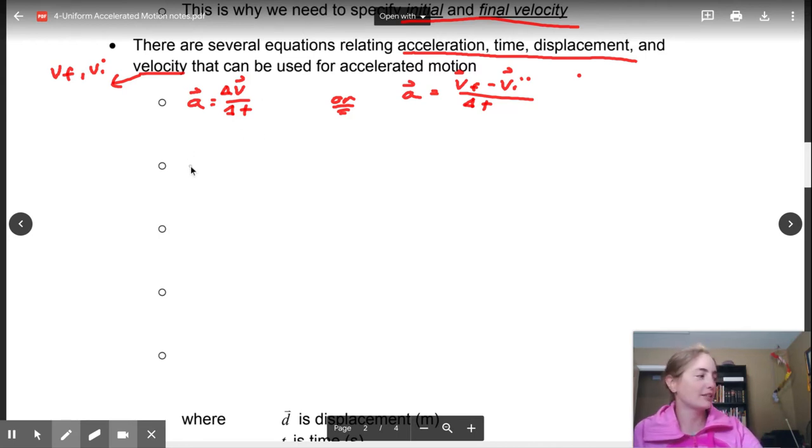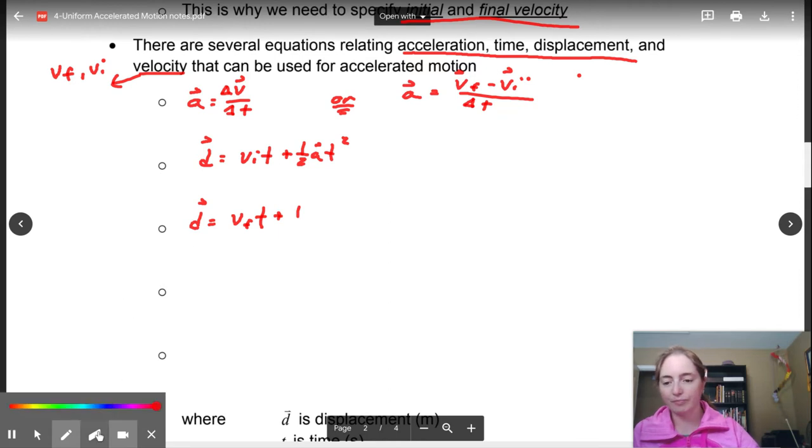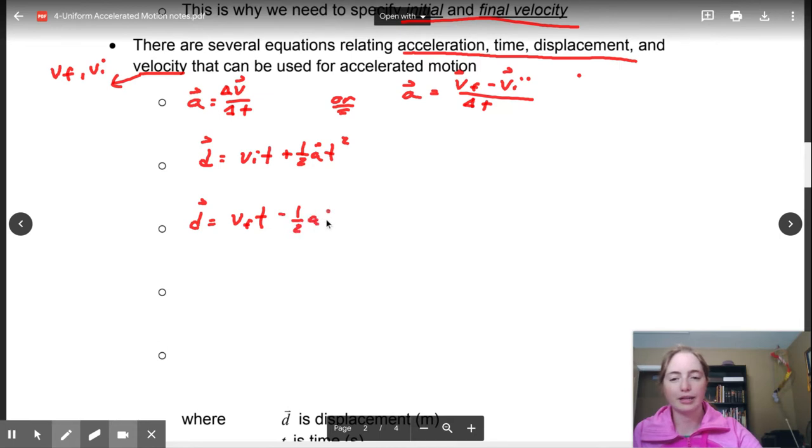So your next equation, ladies and gentlemen, is our next equation on our list. So d is equal to v_i t plus 1/2 a t squared. So our displacement is equal to our initial velocity times time plus 1/2 times a times time squared. Okay. And then we are also going to have our displacement is equal to our final velocity times the time plus, whoopsie, there we go. Let's get that fixed, minus 1/2 a t squared.